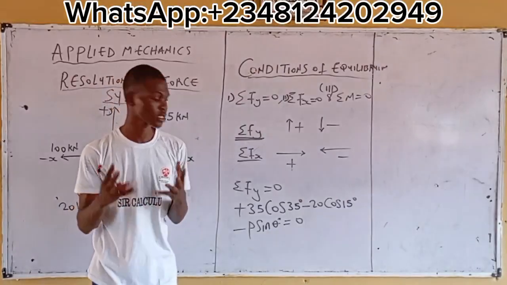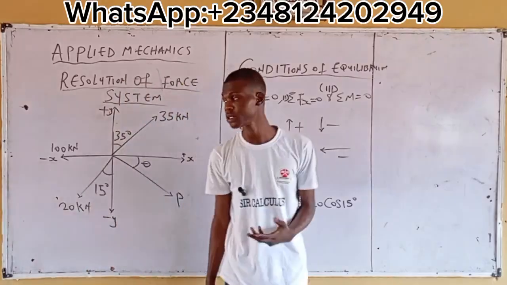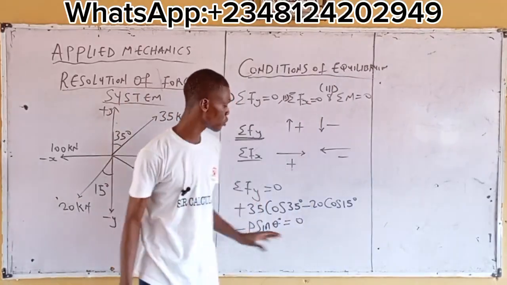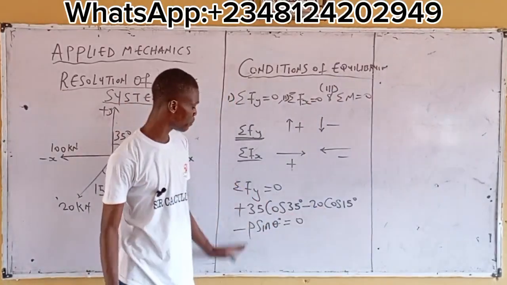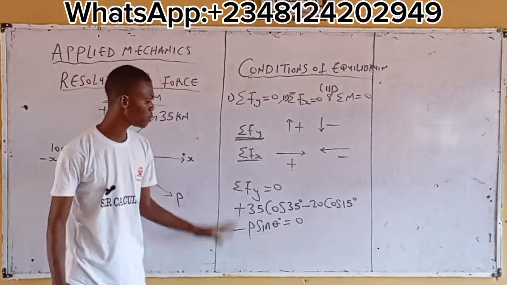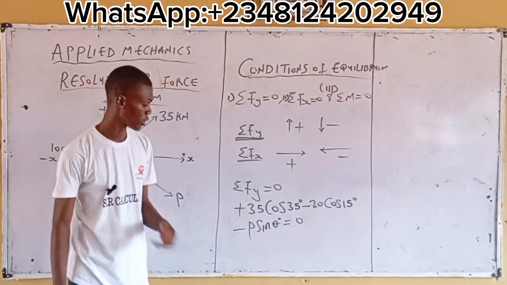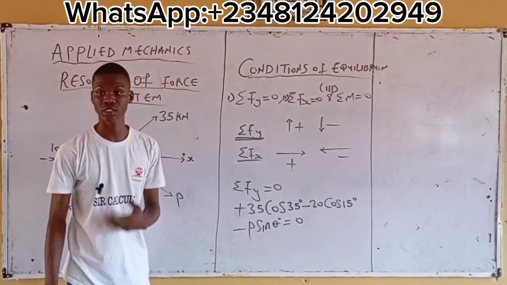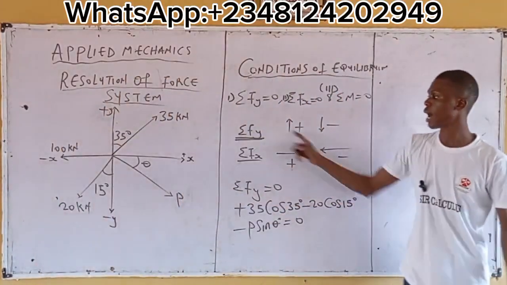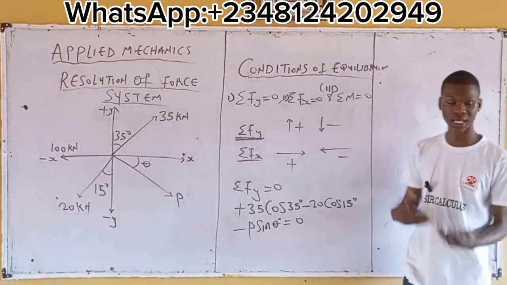Alright, the next thing to do is to make P sine theta the subject of the formula. Given the question, we have to calculate P and theta, which are the unknowns. From equation 1, the idea is to make P sine theta the subject of the formula. Similarly, for equation 2, you make P cos theta the subject of the formula. But let's see how it works.